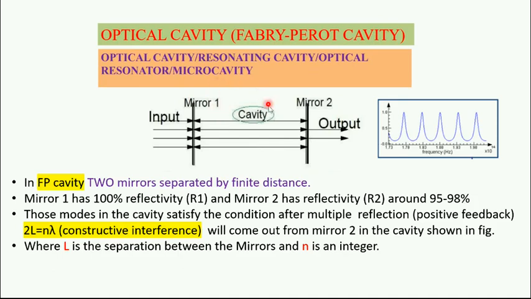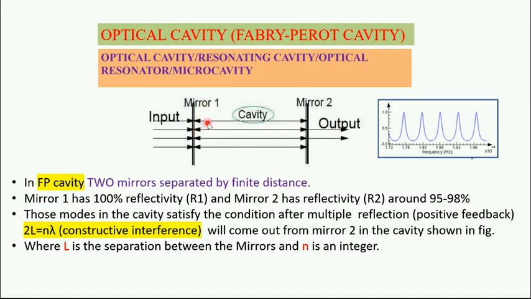So what is an optical cavity or Fabry-Perot cavity photodiode, the microcavity photodiode? Different names are here. You can see this one. What we are doing is a Fabry-Perot cavity. A Fabry-Perot cavity contains two mirrors, mirror 1 and mirror 2, separated by a finite distance, capital L. Mirror 1 has 100% reflectivity.